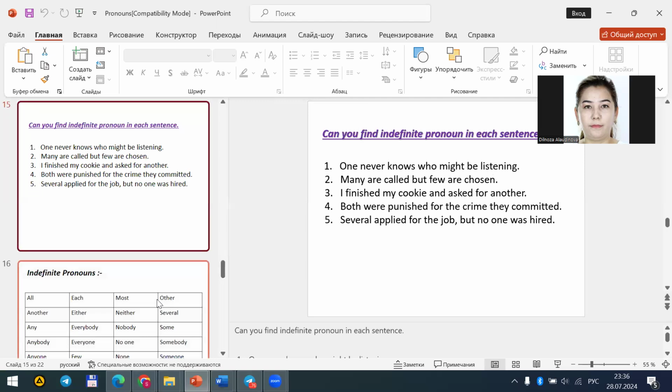Next. Can you find the indefinite pronoun in each sentence? Wonder now who might be listening. Many are called, but few are chosen. I finished my cookie and asked for another. Both were punished for the crime they committed. Several applied for the job, but no one was hired.